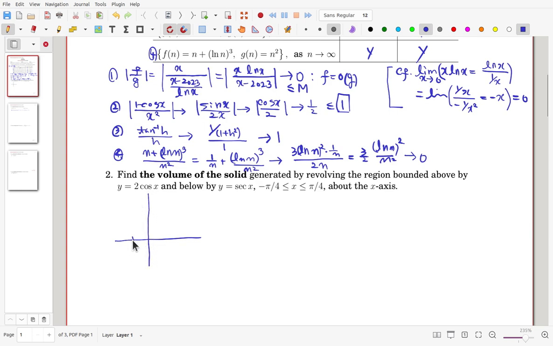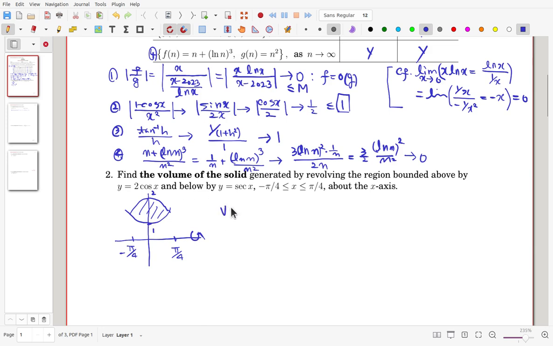Now from minus pi over 4 to pi over 4, the 2 cosine x is given in this way. Now here, if you try to make sec x, then there's 1, and it is increasing that way, like that. So at these 2 points, they meet each other. This region, there's 1 and 2, and these are rotated about the x-axis, and this region will make a solid.